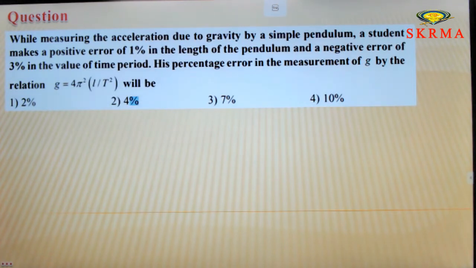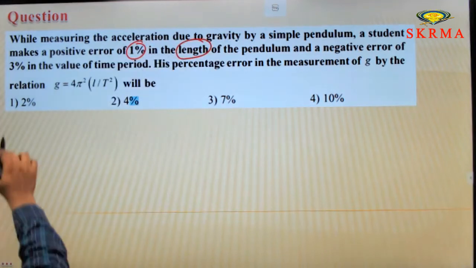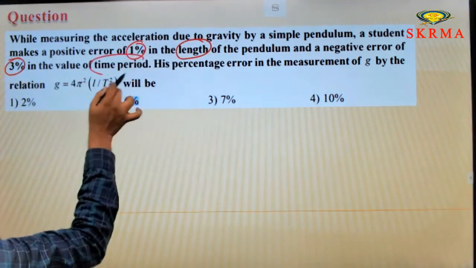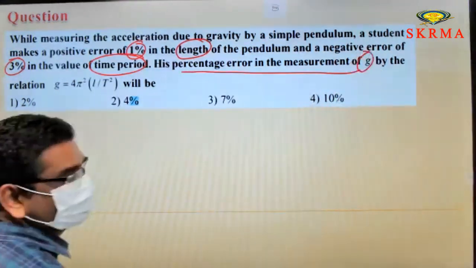Next one. While measuring acceleration due to gravity by a simple pendulum, a student makes a positive error of 1% in the length and a negative error of 3% in the time period. Then what is the percentage error in g?